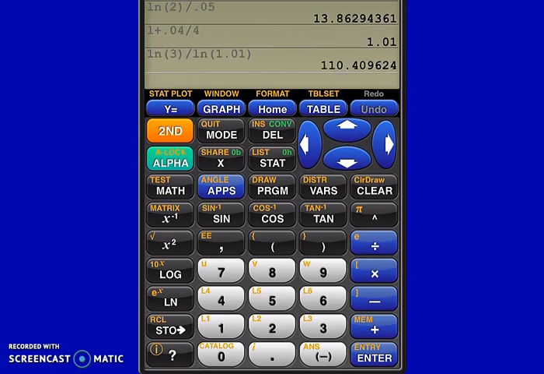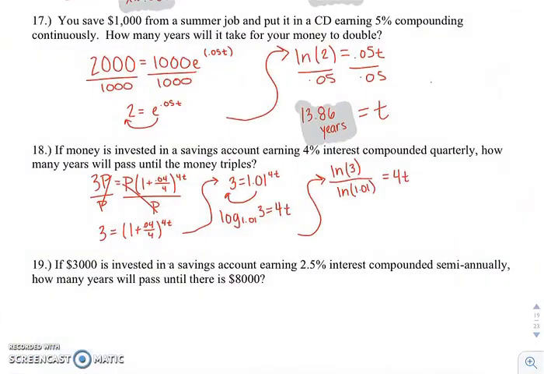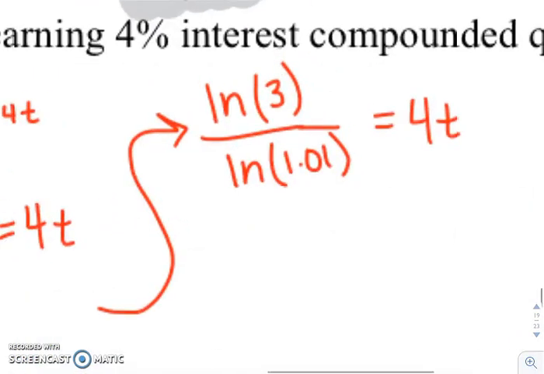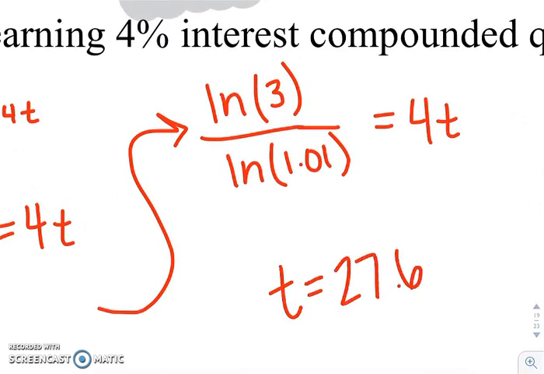So ln of 3 divided by ln 1.01 gives us 110.41, and the next step would be to divide by 4. I'll do that now while I have the calculator out. Divide by 4 and get 27.6. So time equals 27.6 years.